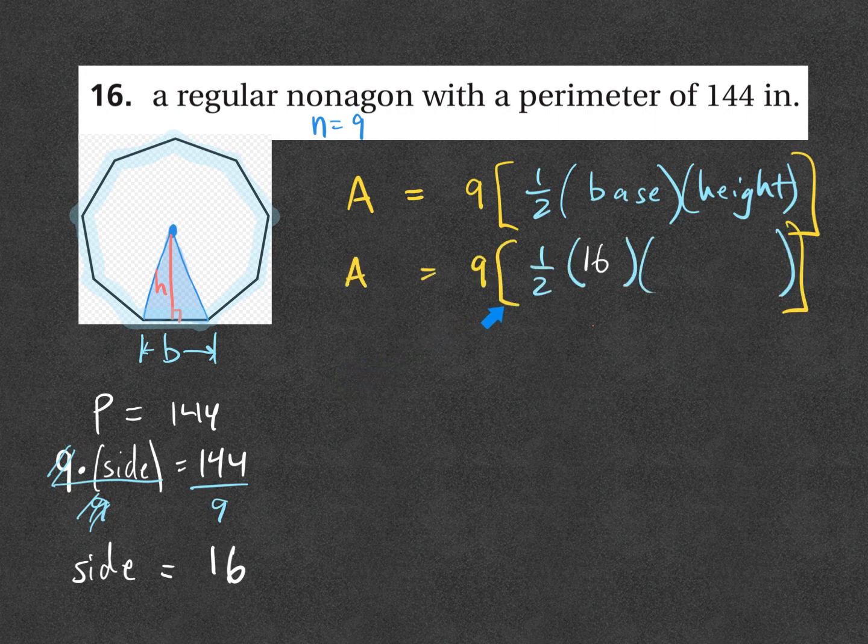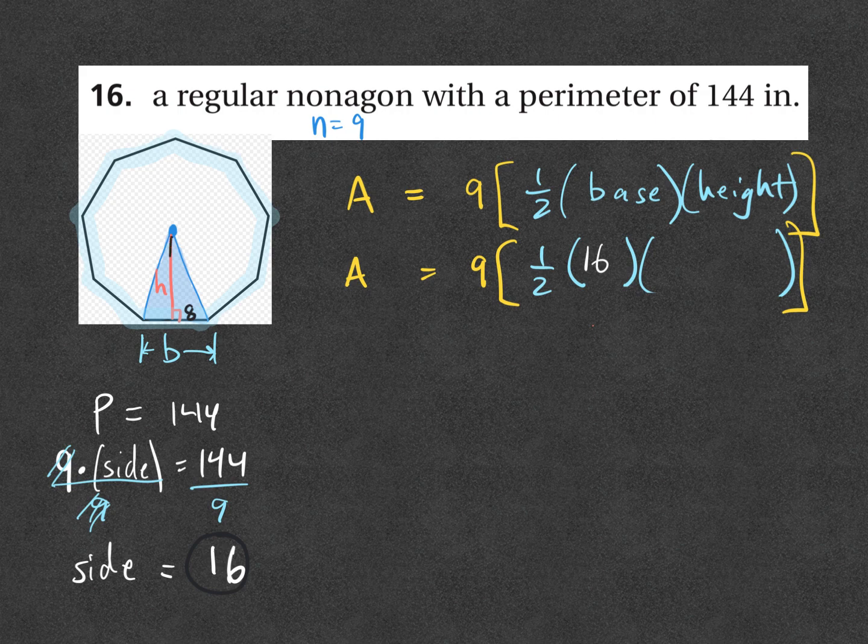Therefore, to complete our problem, all we need to solve for is the height of our triangle. And how are we going to do that? We're going to have to use SOHCAHTOA with one of these right triangles. Notice the entire blue triangle isn't a right triangle. It's when we cut it in half that it's a right triangle. Therefore, if the side length is 16, then this will be 8.